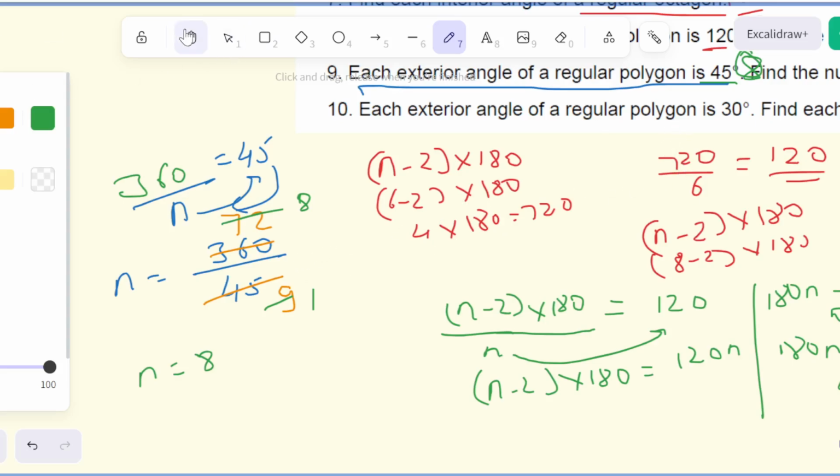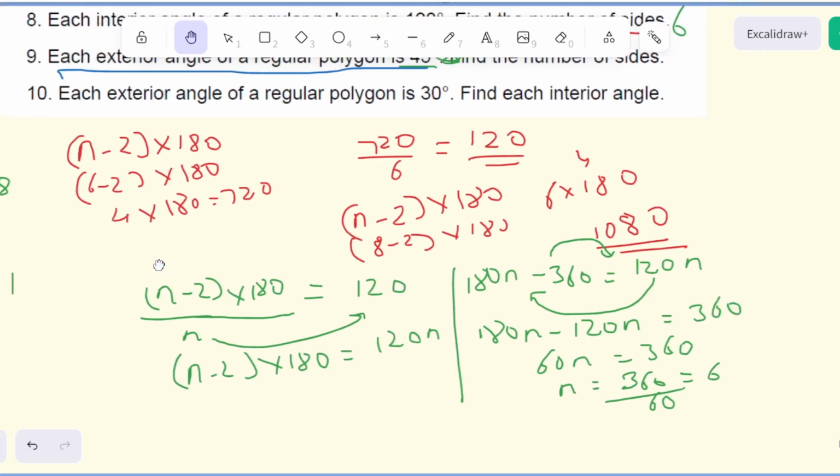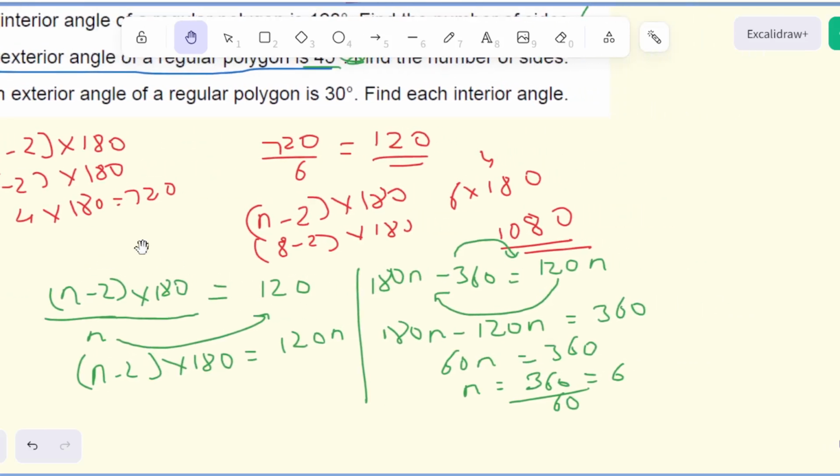And the next question is almost the same. They're saying each exterior angle of a regular polygon is 30. Okay, we have to find out the sides.